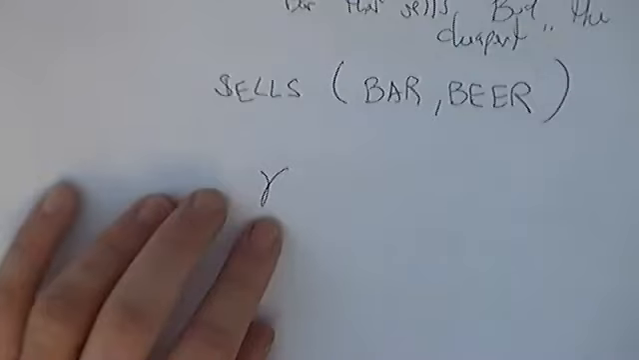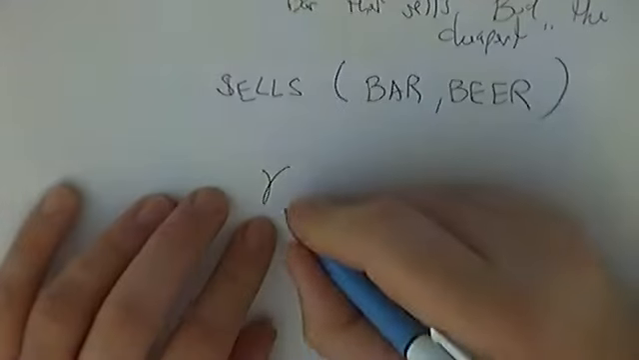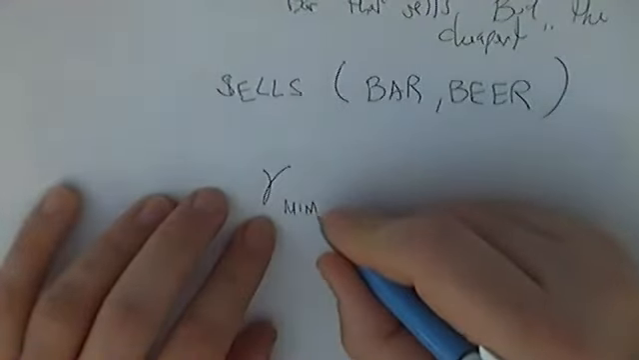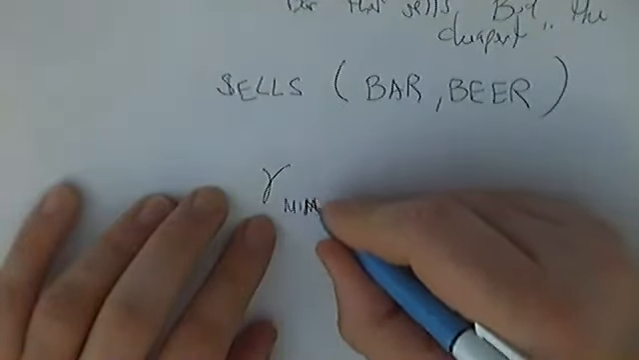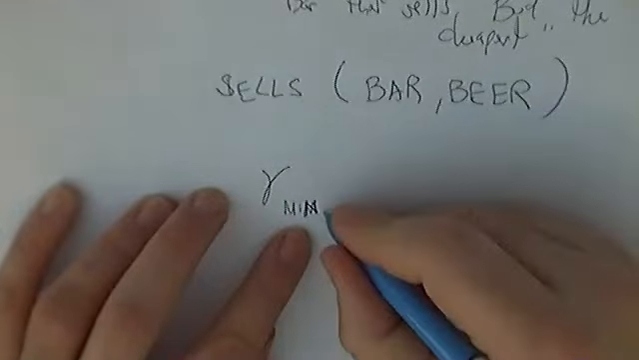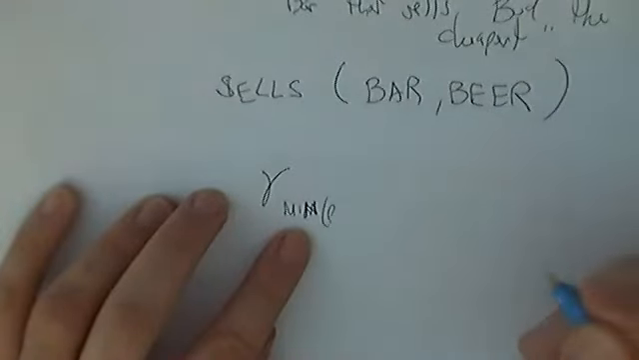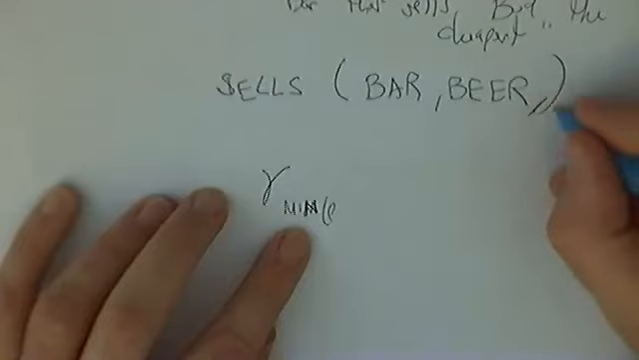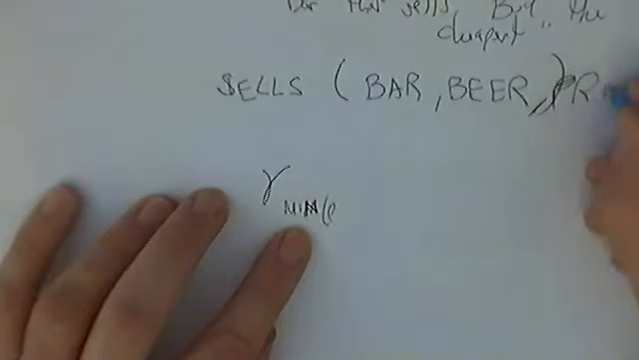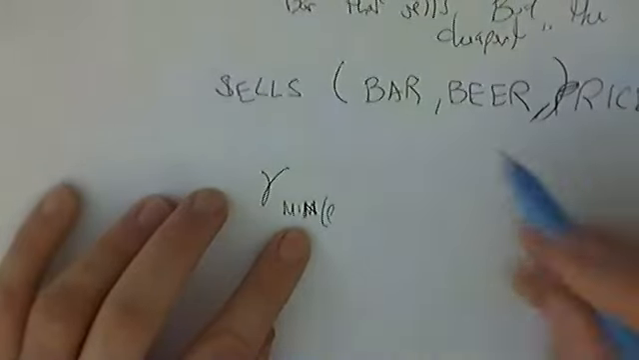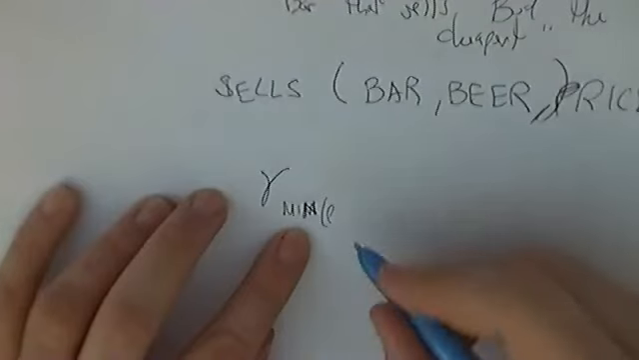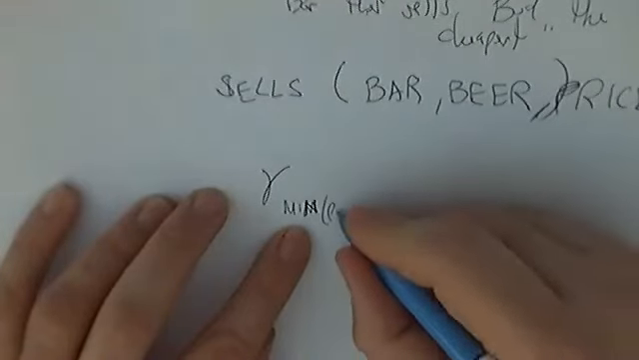We're going to use the extended relational algebra and use one of the gamma. Okay, let me just do this right off the top of my head. I would basically say this: min price. Sorry, got to have price here too. Okay, bar sells beer at a price. So minimum price.